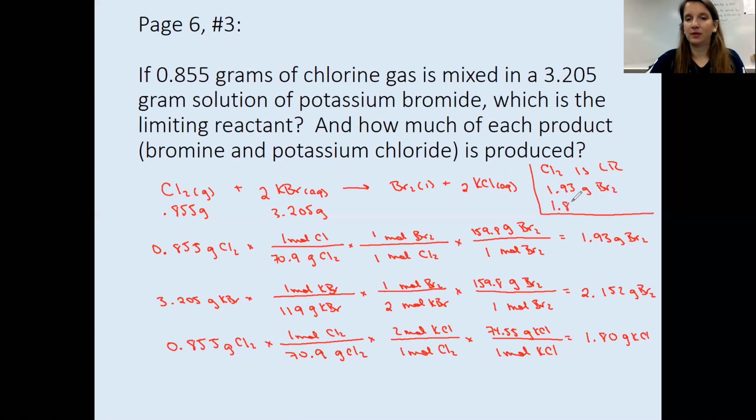So this up here where my box is, that would be my answer, telling me what my limiting was, how much bromine I can make, and how much KCl I can make. So that's how you have to do limiting reactants. So once you know how to do stoichiometry, you should be able to do limiting reactant questions, no problem. So just let me know if you guys have any questions as you work through some of these limiting reactant problems in your packet.